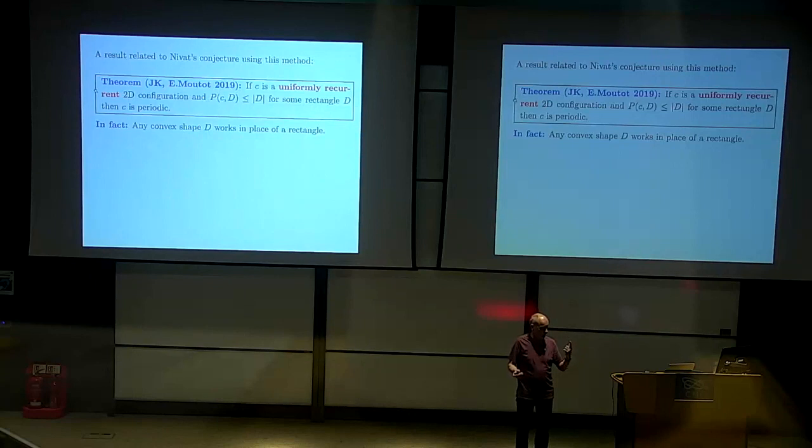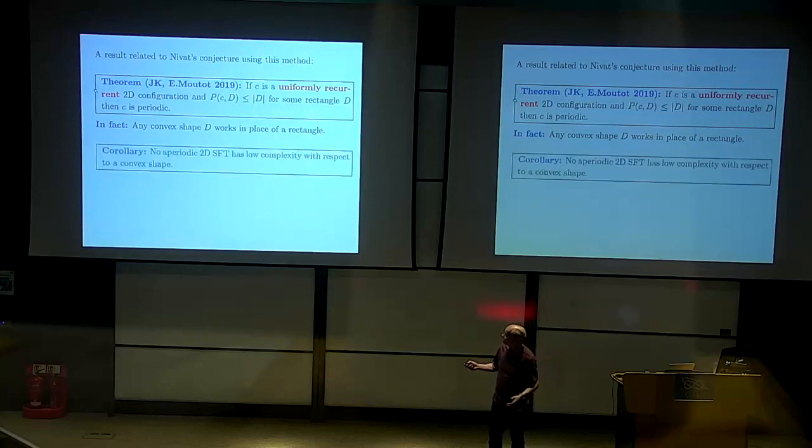Okay? But for this uniformly recurrent case, in fact, not only rectangles, but you can take any kind of convex shape in place of the rectangle, and you still have this forced periodicity if you are uniformly recurrent and low complexity. Why is this interesting for uniformly recurrent configurations?